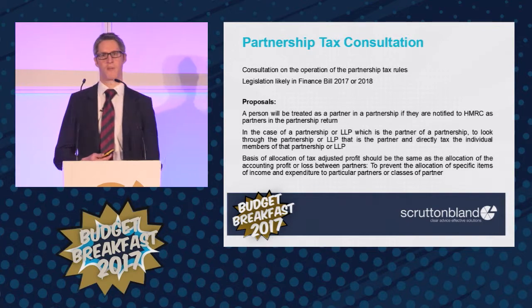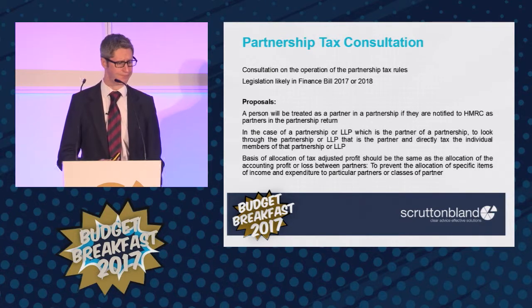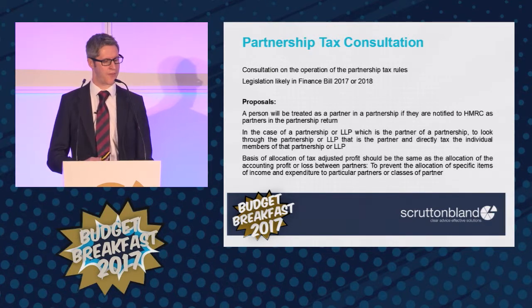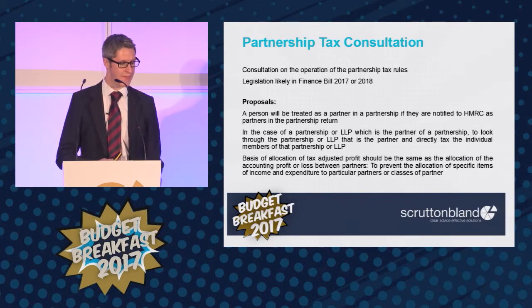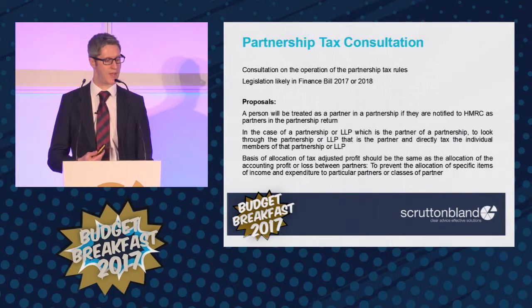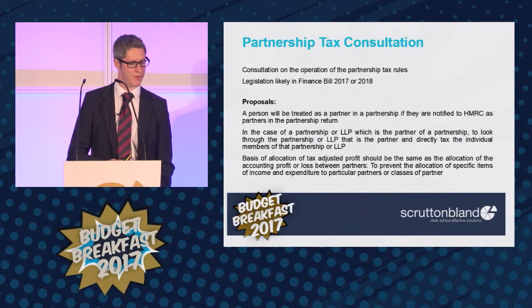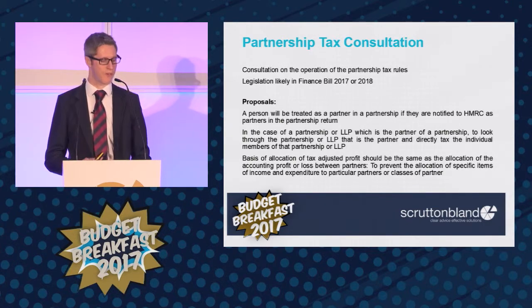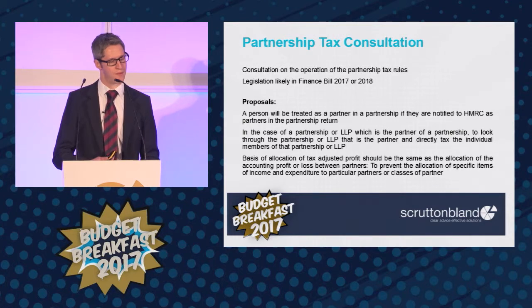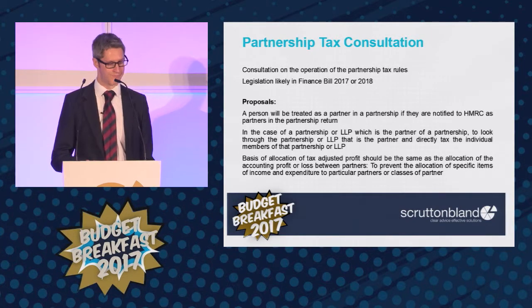Now, they're also looking at partnership tax generally and seeing how they can improve things. So one of the proposals is that if you've got a partnership which has a partnership or LLP as its partner, then they will look through that partnership or LLP and look at the underlying individuals behind that partnership in the way that they tax the partnership. They're also looking at the way that partners allocate their profits between each other. And so they're looking at imposing a requirement that any partnership profits or losses are allocated between the partners as per the accounting profit or loss.